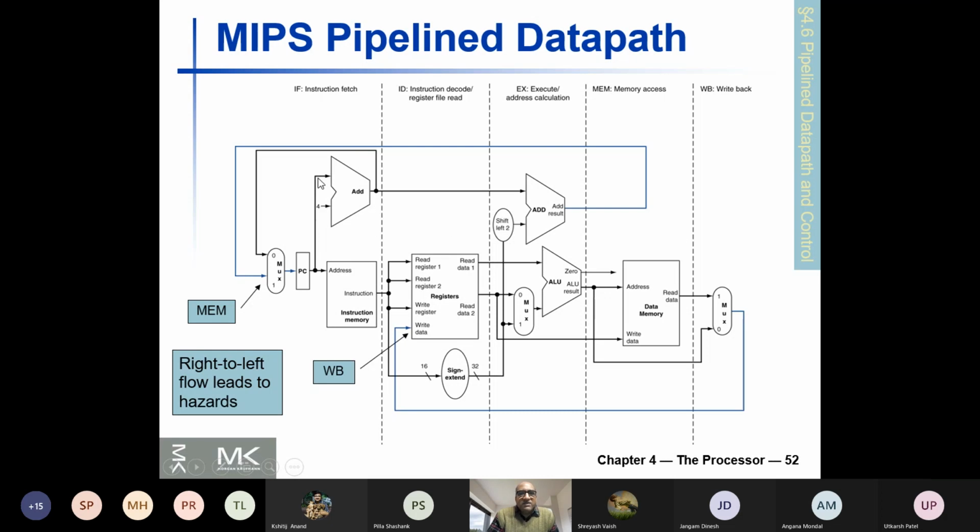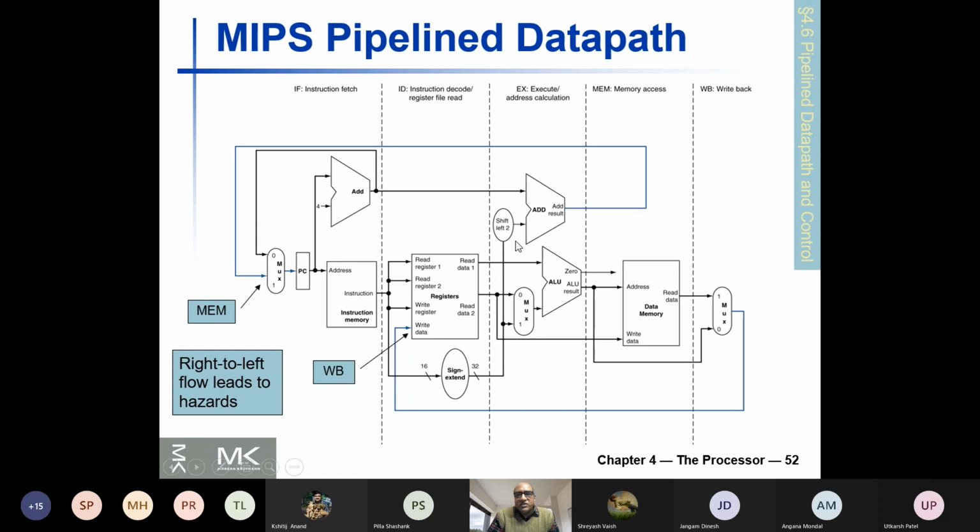Like when an instruction is passing from the IF stage to the ID stage, in the IF stage the instruction word is fetched from the memory, and that has to be given to the next stage. In the second stage, the instruction decoding happened, the control signals were generated and the register operands were fetched. All this information has to be passed to the next stage, the execution stage.